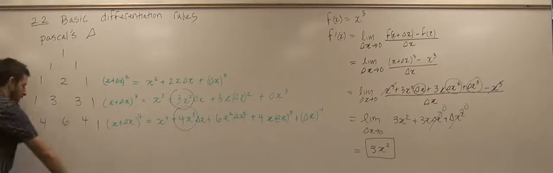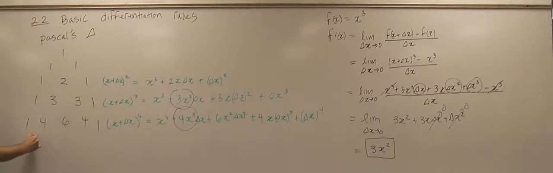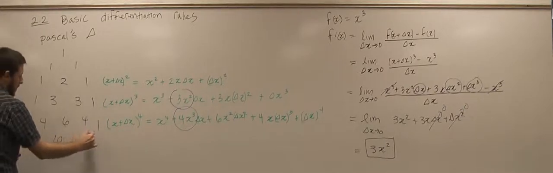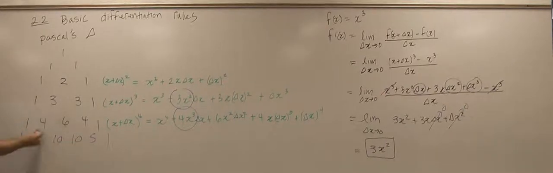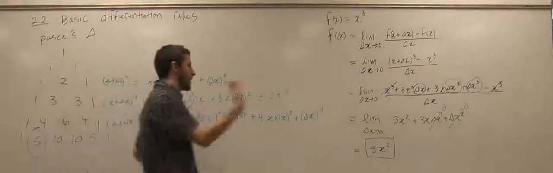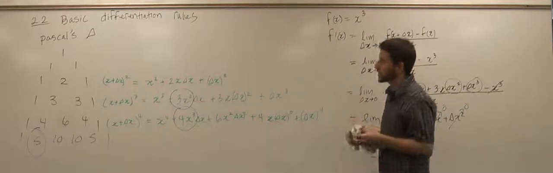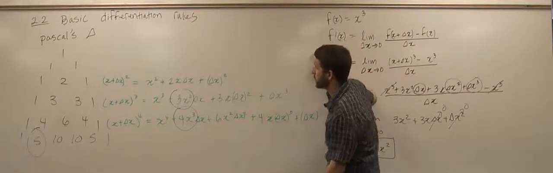It's the same pattern. If you went on, this would be a 5, 10, 10, 5, 1. This is the only guy that matters. It's going to be 5x to the 4th. Because everything else either goes to 0 or gets subtracted off. Kind of the generalization of this rule is called the power rule. It's your first differentiation.